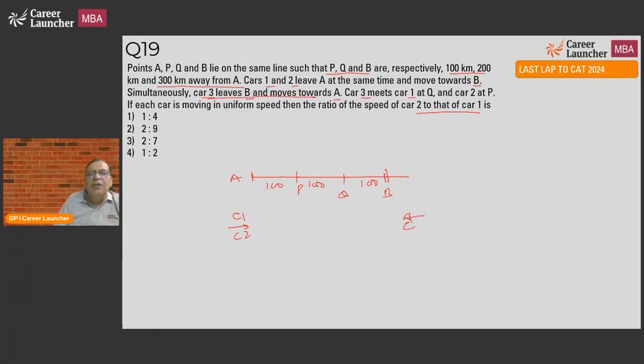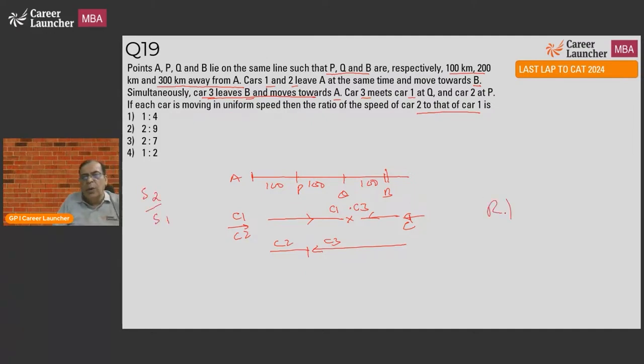Okay. Car 3 meets car 1 at Q. So at Q, who do they meet? Car 1 and car 3. They meet at Q. So car 3 is coming this direction, and car 1 is moving towards B. And car 3 meets car 1 at Q, and car 2 at P. And at P, who meets? Car 2 and car 3, sorry. So what is the ratio of speed of car 2 to speed of car 1? Speed of car 2 upon speed of car 1.